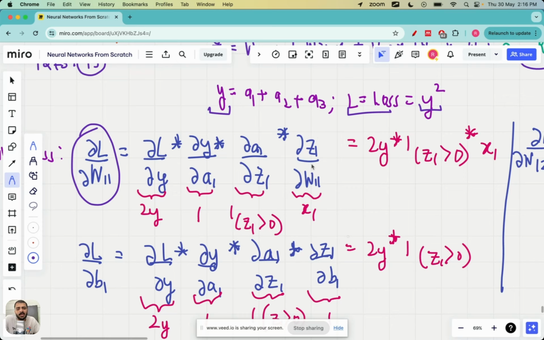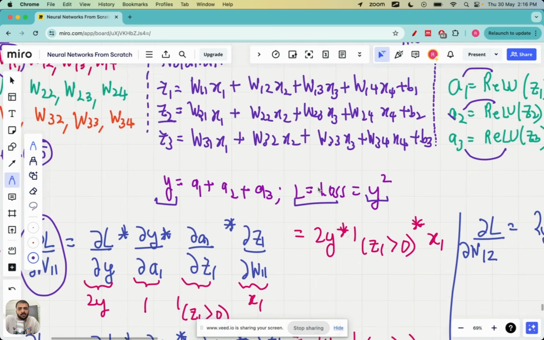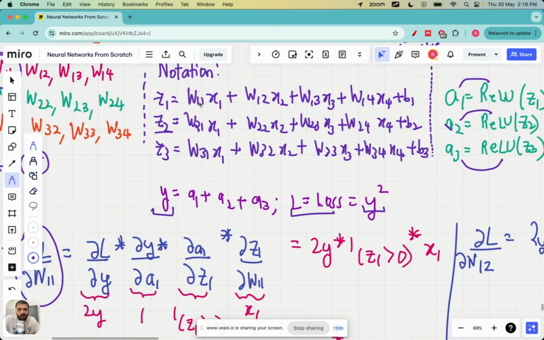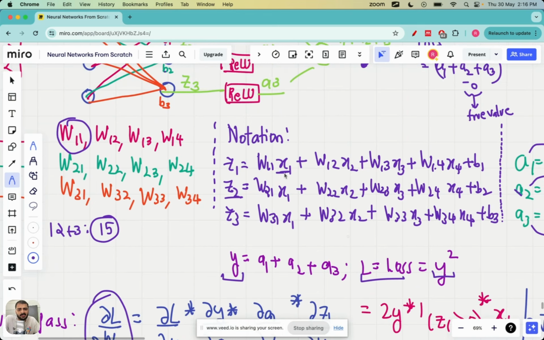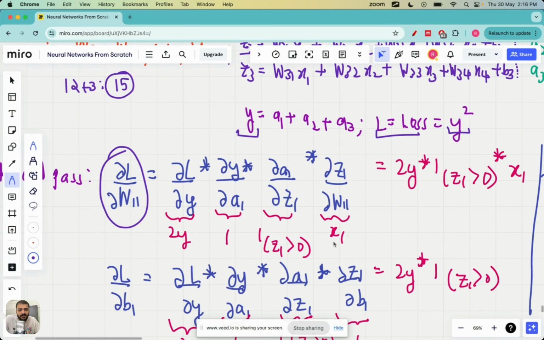And then finally, the partial derivative of z1 with respect to w11. If you look at z1, z1 is w11 x1 plus w12 x2 plus w13 x3 plus w14 x4 plus b1. So the partial derivative of z1 with respect to w11 will just be equal to x1 here. And that's exactly what I have written here. So when we find the partial derivative of loss with respect to W11, we will just take the product of these four terms. So then the partial derivative of loss with respect to W11 will be 2y multiplied by 1 multiplied by 1 if z1 is greater than 0 and multiplied by x1. Okay.